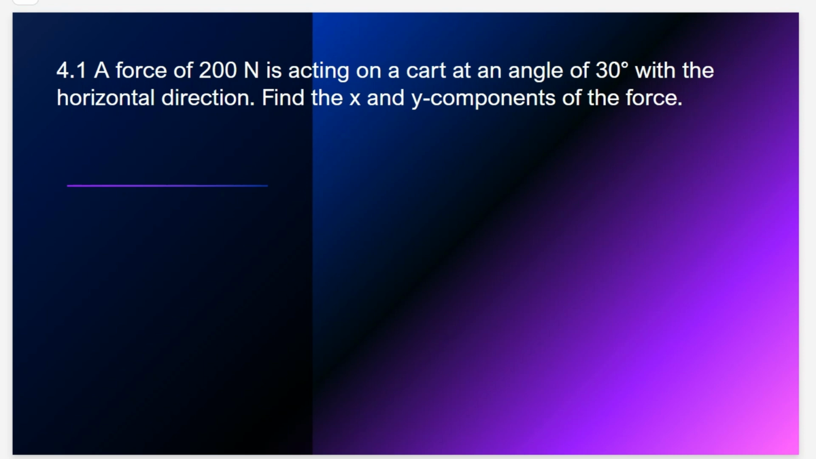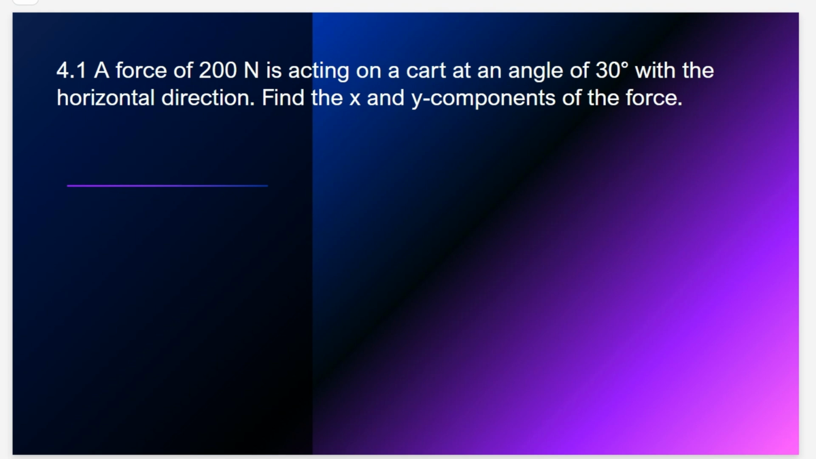Dear students, today we will solve numerical number 4.1. This is physics class 9. The question states that a force of 200 Newton is acting on a cord at an angle of 30 degrees with the horizontal direction. Find the x and the y components of the force.